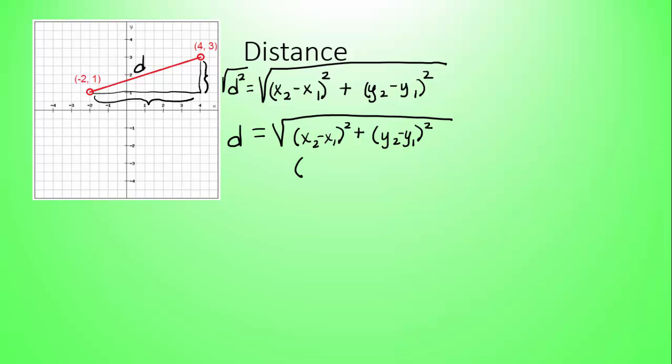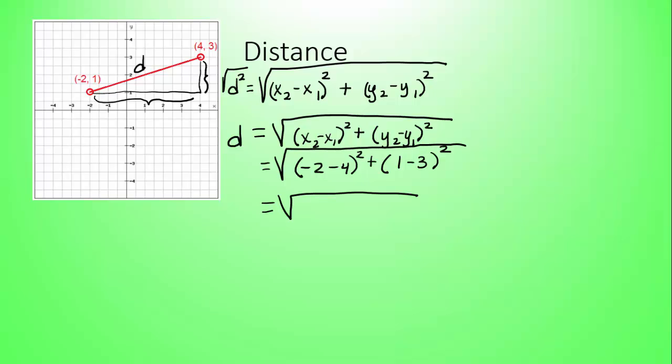So in this case, I'm going to get -2 minus 4 and square that, and 1 minus 3 and square that, and then we'll take the square root of the whole thing. So that will be -6 squared and -2 squared, which is the square root of 40, and that can be simplified into 2 square roots of 10. So that is our distance between 2 points.